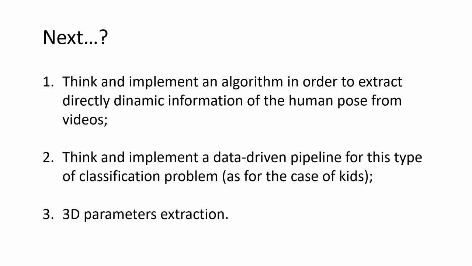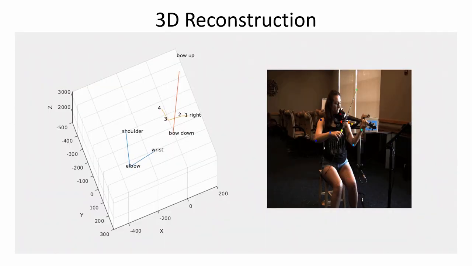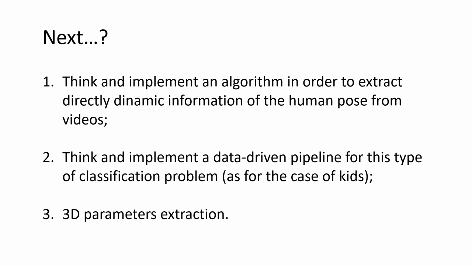So, what is next now? What we want to do now is to improve this 3D reconstruction and do it better, let's say, using all three different viewpoints and so on. Then for the kids dataset, we want to see if there is a possibility to build a pipeline that allows us to understand the same things that we are doing now, but directly from the video and without extracting any quantitative parameters. And for the gait analysis, we want to have more dynamic information about the pose of the person who is moving in the scene. That's it.